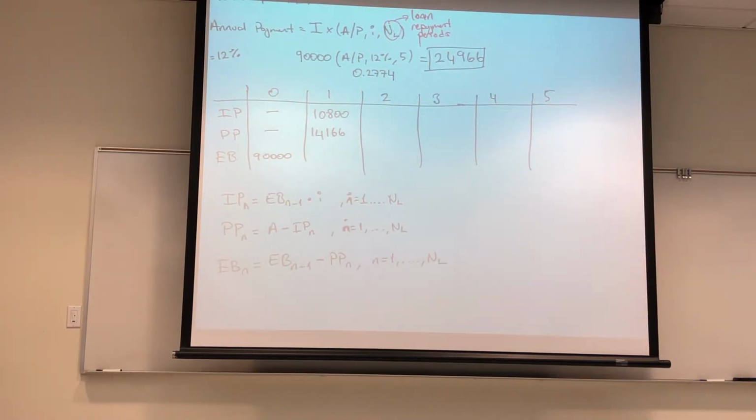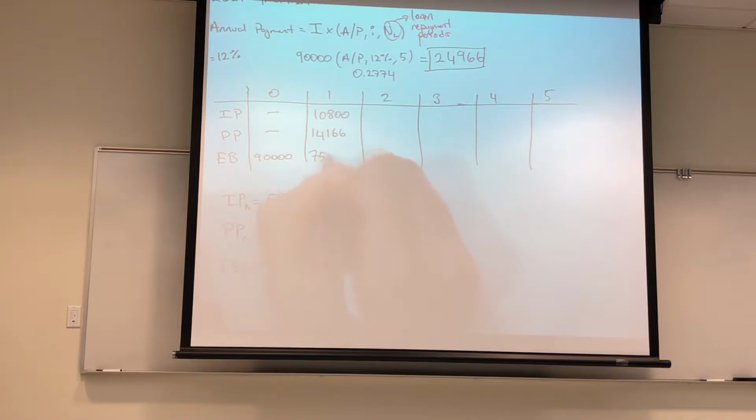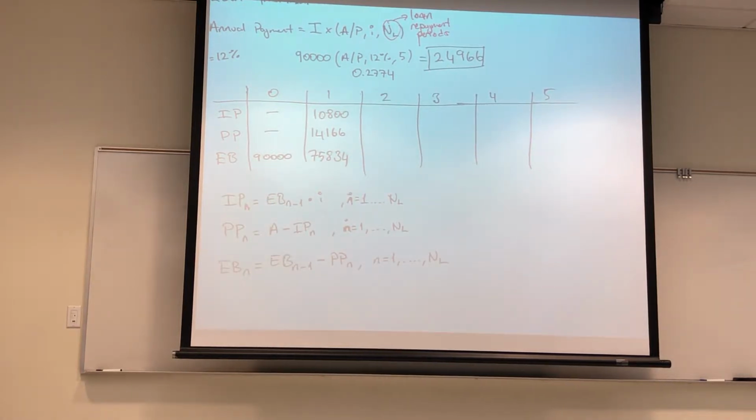Right? So the last step for year 1 is 90,000 minus this principal paid. 90,000 minus 14 something, which will be 75,834. Right? And then we continue with the next one, the next one, the next one.